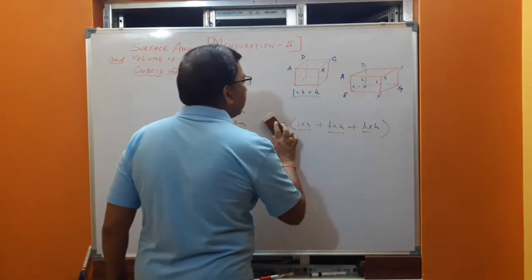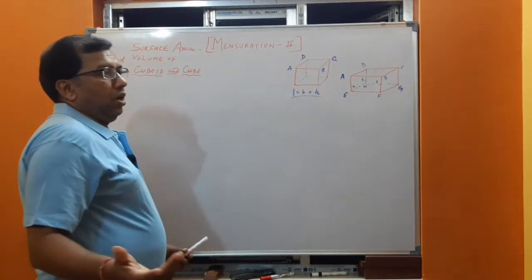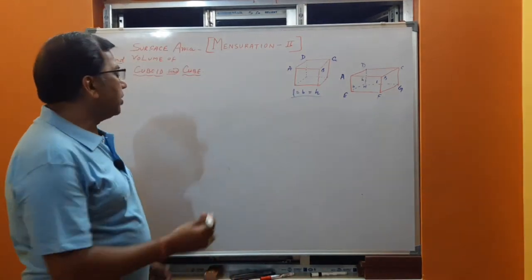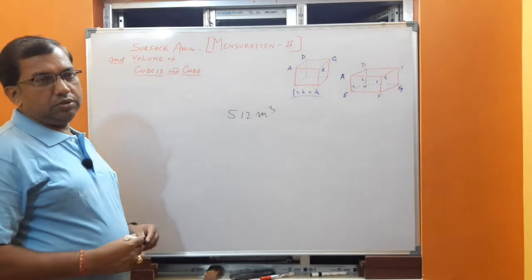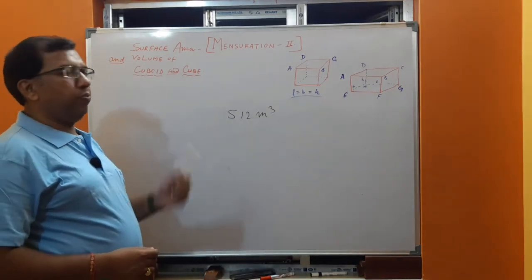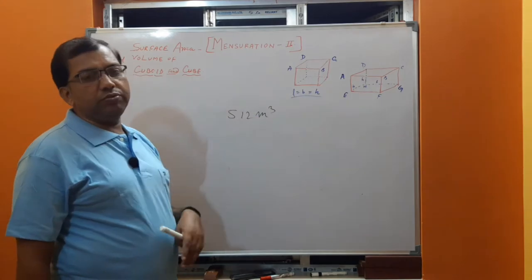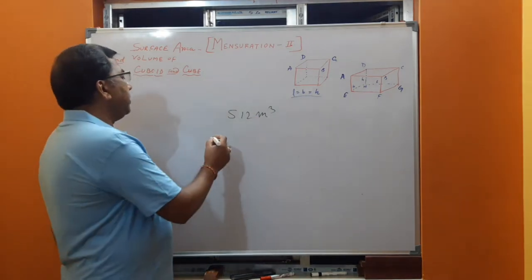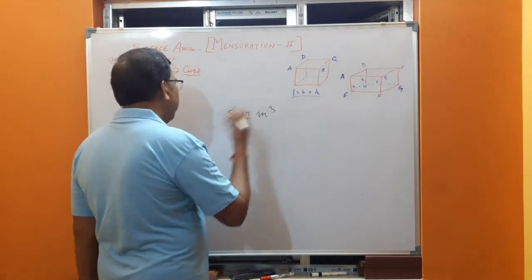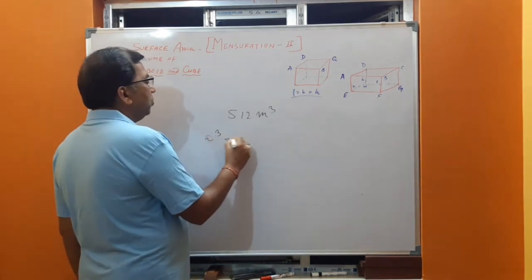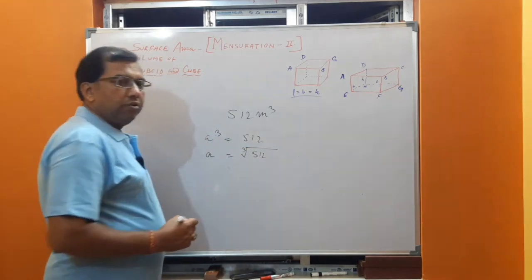Suppose sometimes a cube's volume is given, suppose 512 cubic meter. Find the surface area of the cube. First you have to find out the side, then the surface area. What is the formula of volume? Side cube. Let the side be A. Length, breadth and height are all the same. A cube equals 512. A equals the cube root of 512.